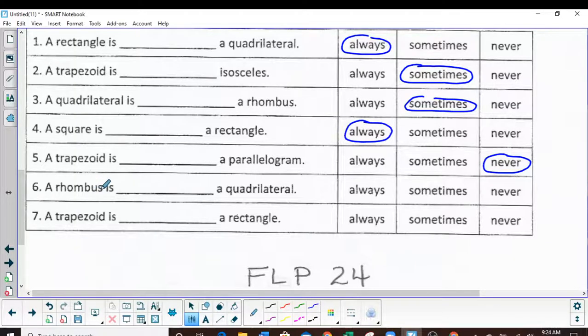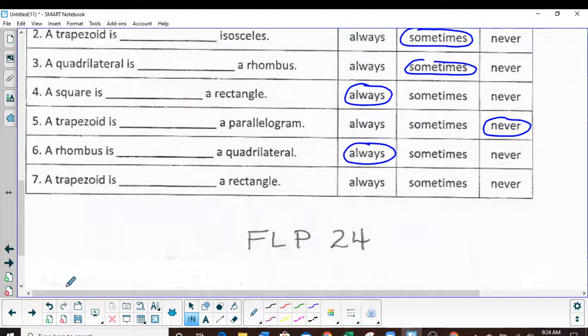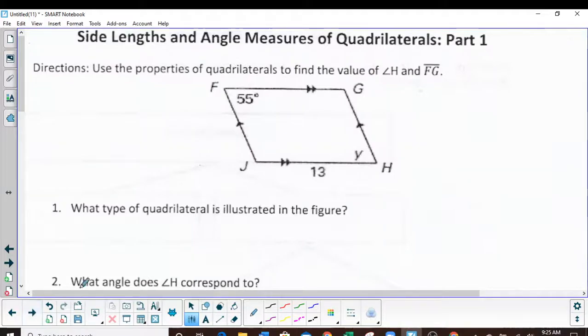A rhombus is blank, always, sometimes, or never a quadrilateral. Well, a rhombus has to have 4 sides, so it's always going to be considered a quadrilateral. And number 7, a trapezoid is blank, always, sometimes, or never a rectangle. A trapezoid only has exactly one pair of parallel sides. In order to be a rectangle, you have to have 2 pair of parallel sides, so it is never considered a rectangle. Cool, let's jump over to FLP 25, see what we got here.